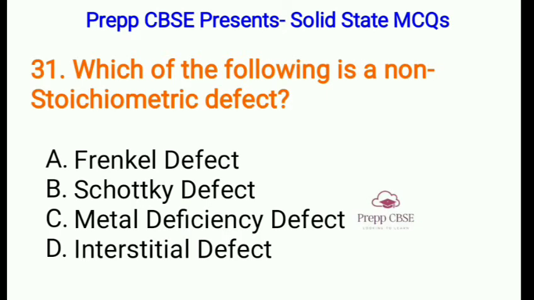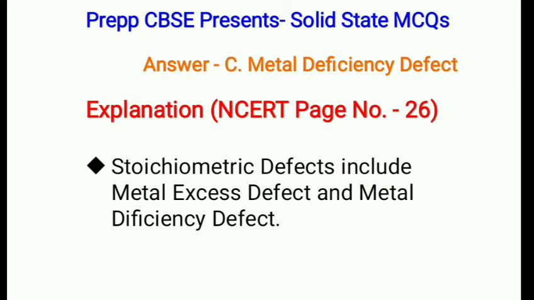Question number 31. Which of the following is a non-stoichiometric defect? A. Frenkel defect, B. Schottky defect, C. Metal deficiency defect, or D. Interstitial defect. Correct option is C. Metal deficiency defect. Non-stoichiometric defects include metal excess defect and metal deficiency defect.